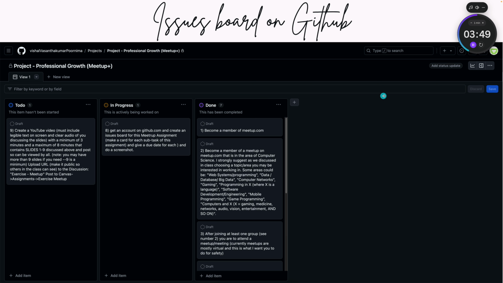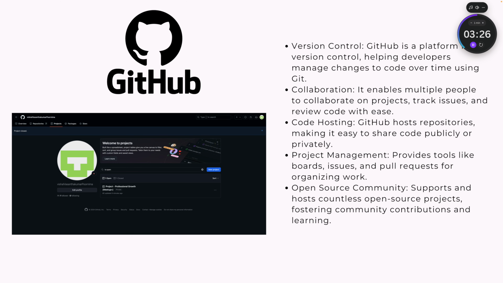Next I'm going to talk about GitHub. For this project, I created an issues board, which helped me track the progress of the project, with boards for to do, in progress, and done. So things I finished were here, things that I was still doing, and things that I had to do. This helped me manage my work and not procrastinate by helping me see clearly what I had left to do. Next, I'm just going to explain what GitHub is for the people who don't know.